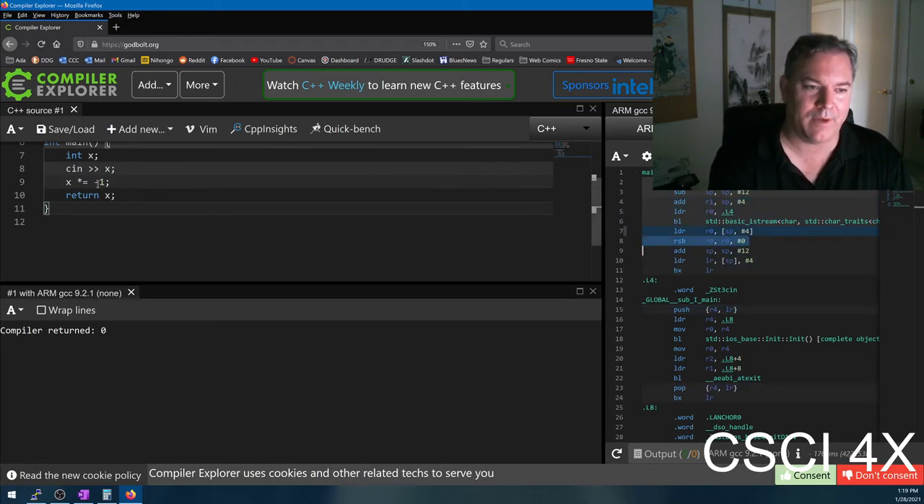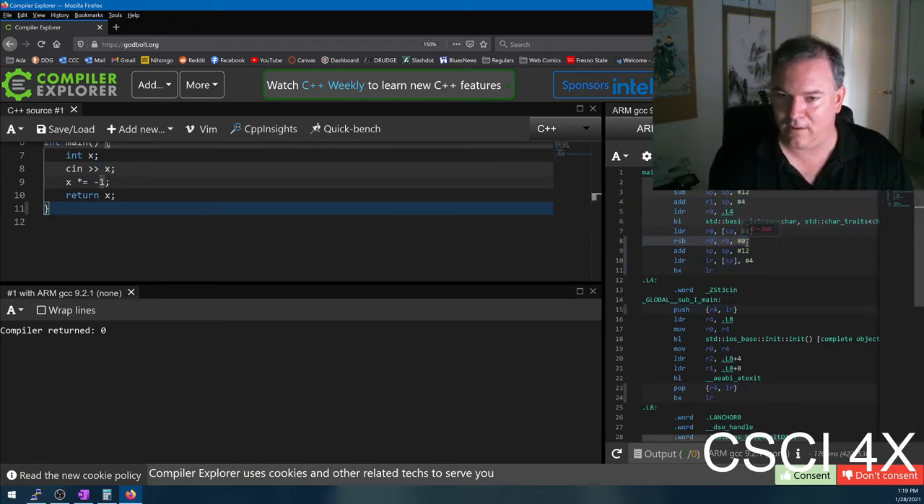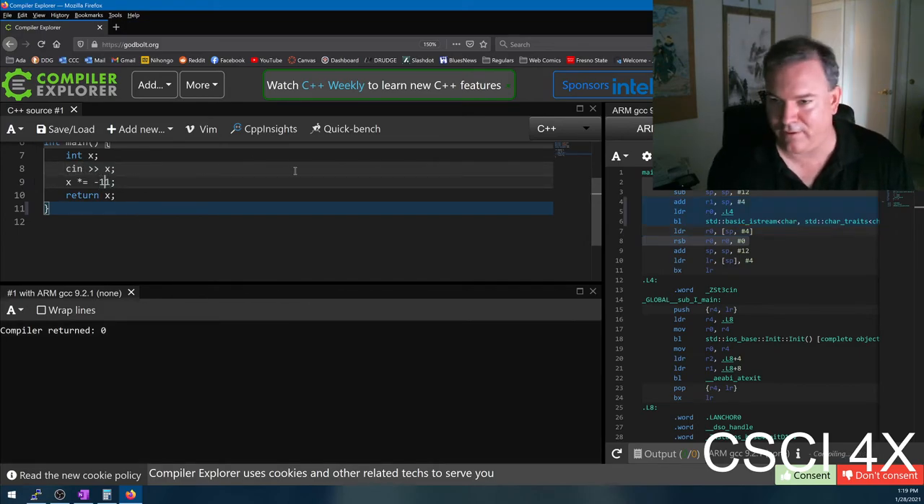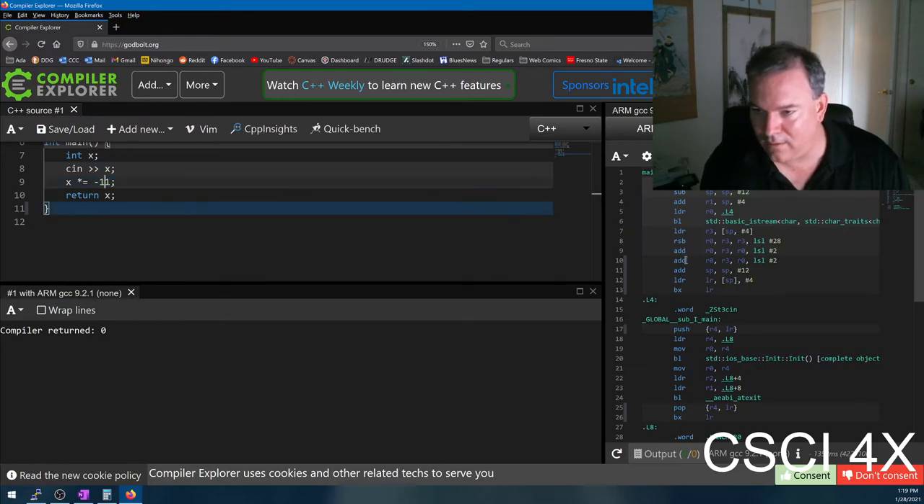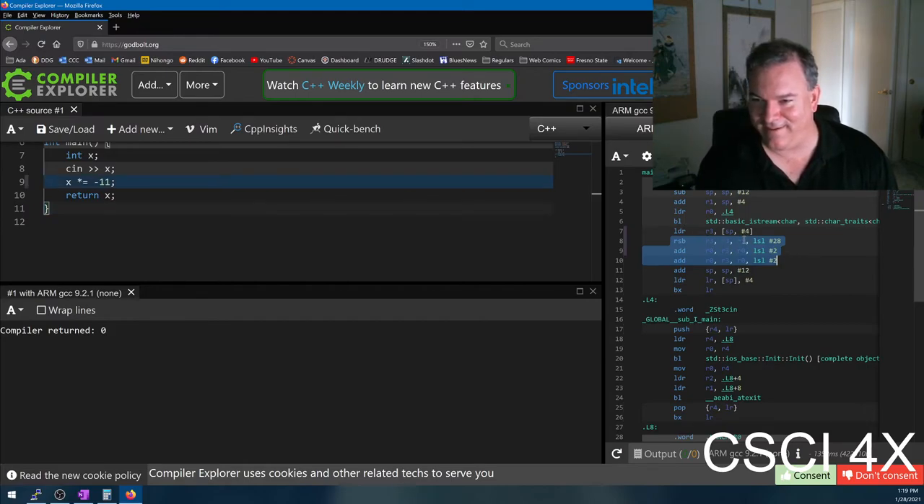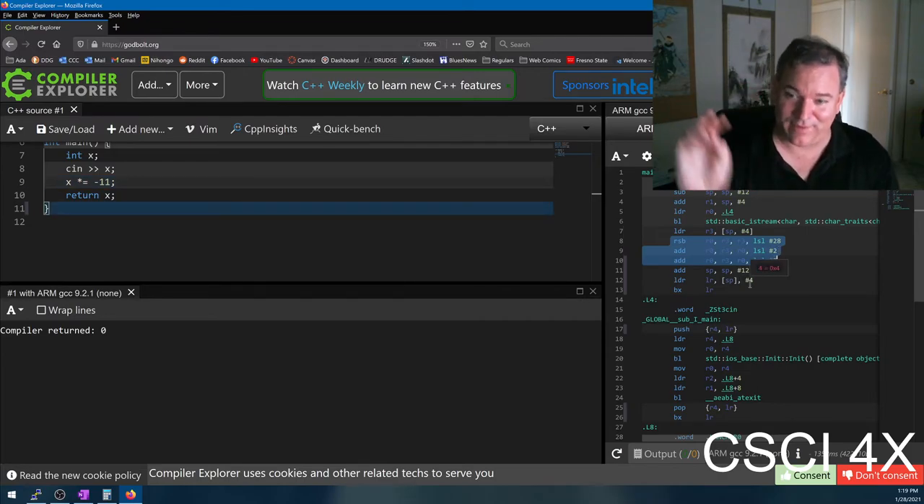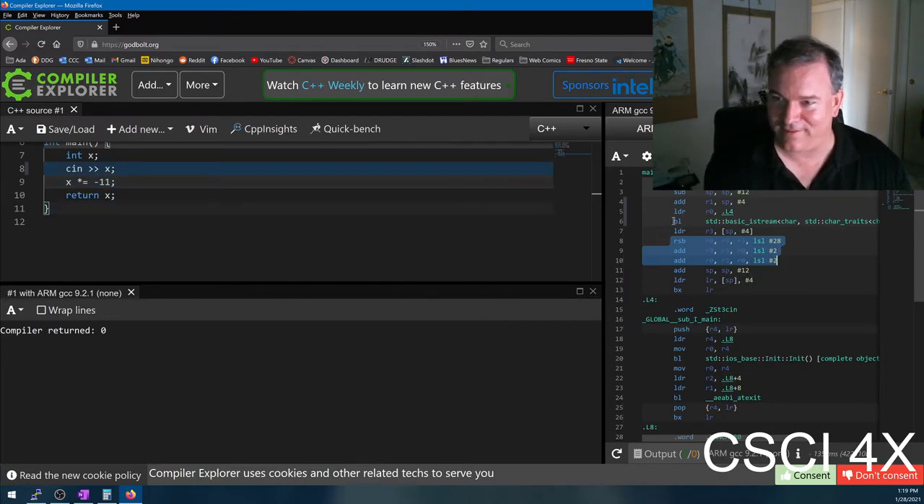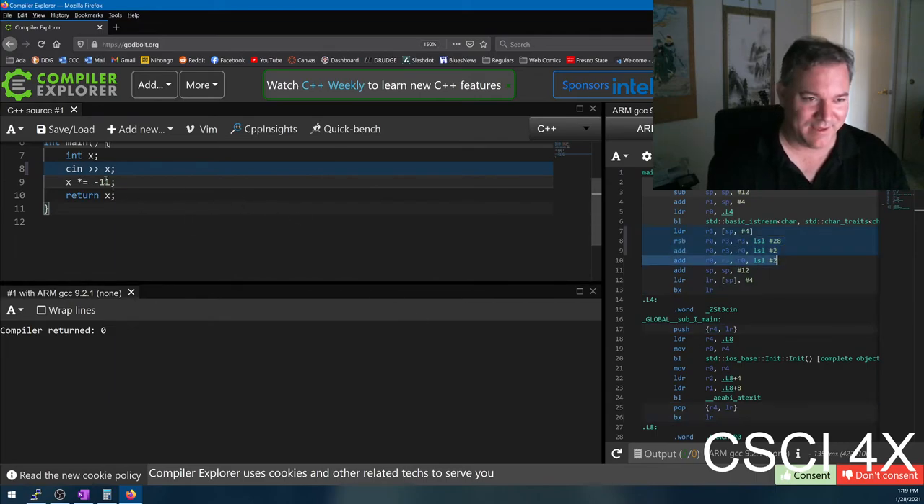Now, if I was to multiply by, what line is that? 8. Let's multiply by negative 11. Then, aha, it figured it out also. Do you see that? So it subtracts the number left shifted 28 times, adding the number left shifted twice. So it's doing algebra to figure out a way of speeding up the multiply. It's funny.